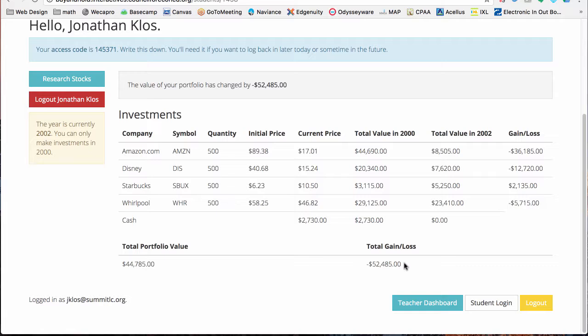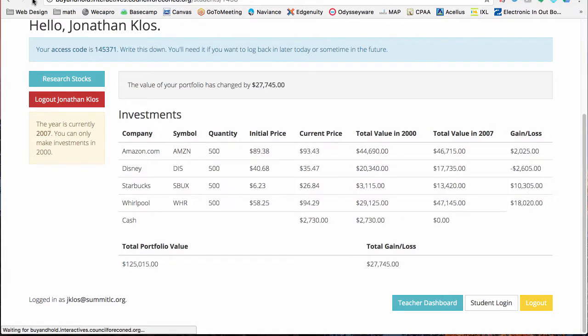All right, so let's see what's going to happen now. I'm going to switch the year. Remember we bought our stock in 2000. Then we went, now it's 2002. Let's project out now to 2007, so 5 years later. Let's see what all of our stock is doing 5 years from now. All right, I'm going to refresh this. All right, the year is currently 2007.